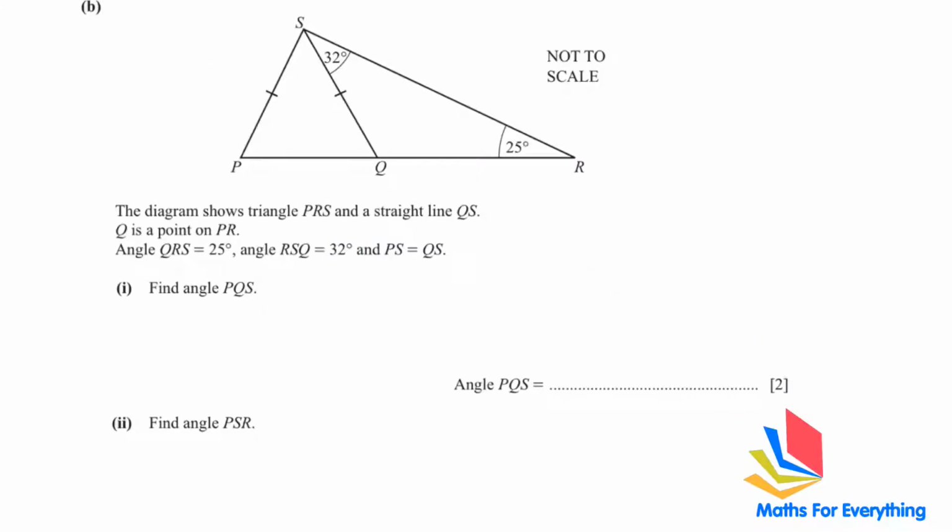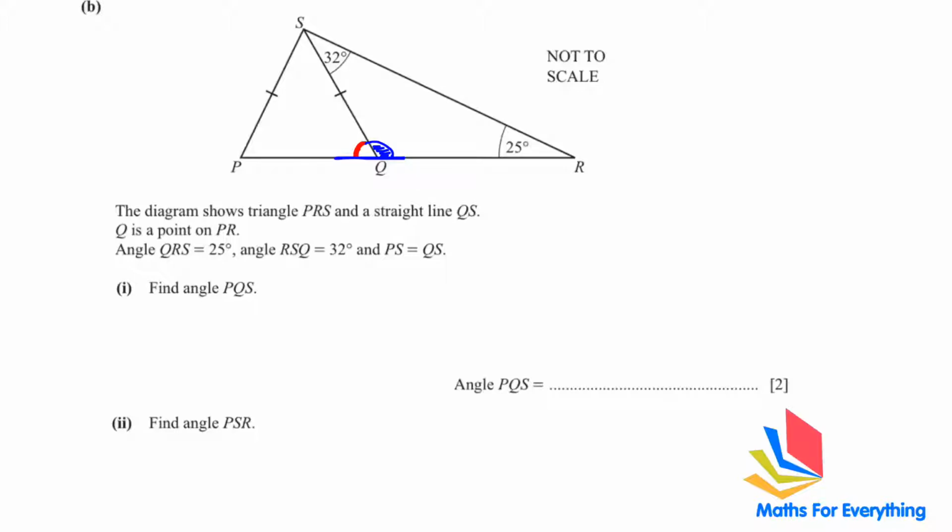Part B. We have been given a triangle PSR and a straight line QS. Q is a point on PR and angle QRS is 25 and angle RSQ is 32. PS is equal to QS. Find angle PQS. We want this angle. You can see that this is a straight line. They've informed us this is a straight line. So this angle plus this angle will give us 180. The first thing we have to find is this angle.